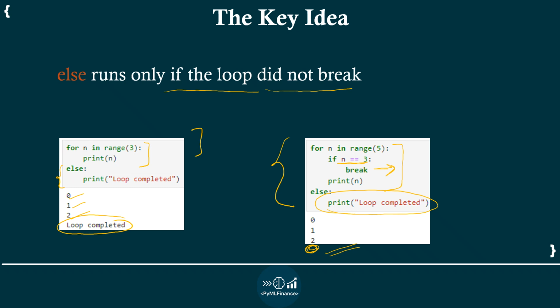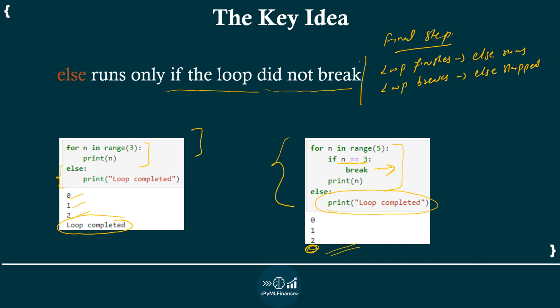Okay, so you can think of the loop else as a final step, that runs only if the loop completes its entire journey. So if I write it, let's say if the loop finishes, then else runs. If the loop breaks for some reason, in that case else is skipped. This is the way you can simply try to remember this concept.